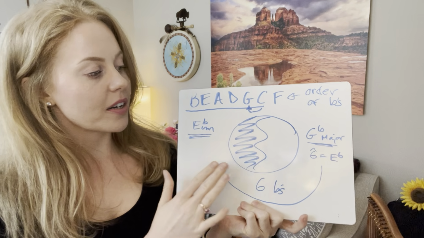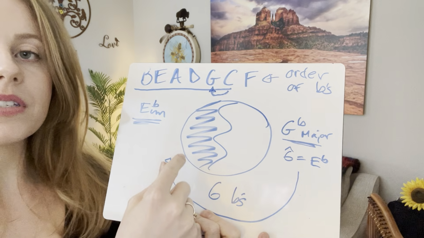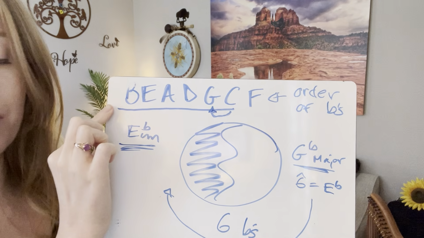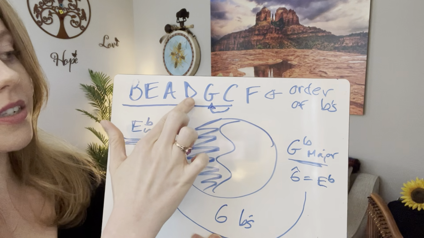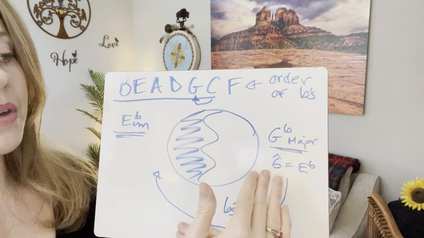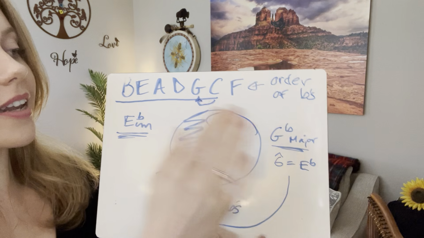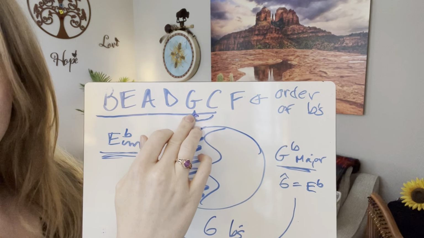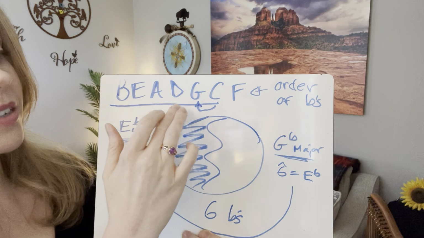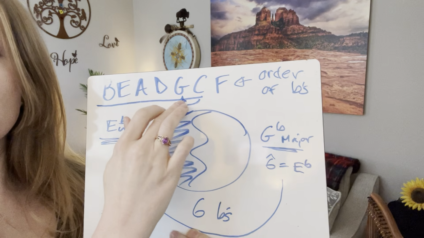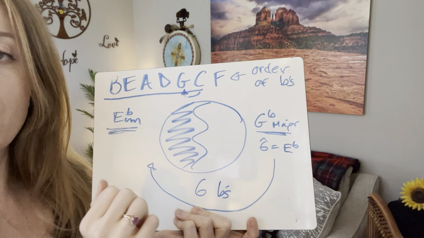So I've drawn a little circle here, and this circle represents the key with 6 flats. This is the order of the flats up here: B, E, A, D, G, C, F. And when we figure out the major scale that has 6 flats, you just take the second to last flat, and that is your major scale. So B, E, A, D, G, C, the second to last flat is G flat. So this light side over here is G flat major.